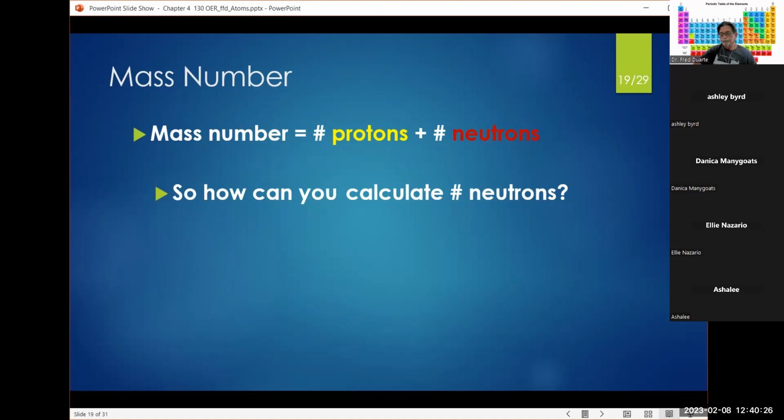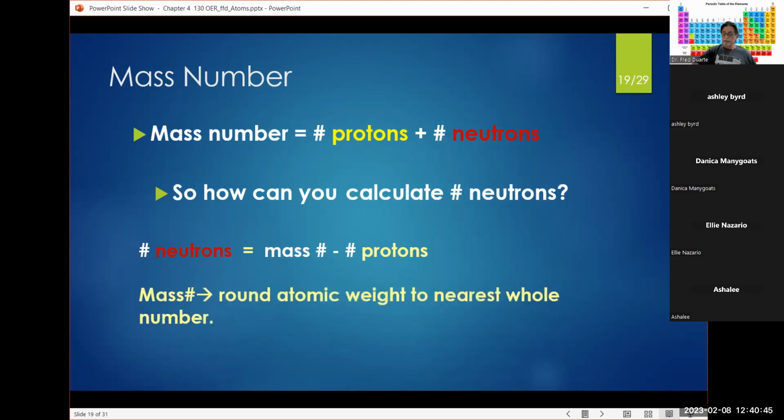So mass number, by definition, is the sum of the number of protons and the number of neutrons. So how do we calculate the neutrons? Well, no problem. We rearrange that equation, where the number of neutrons equals the mass number minus the number of protons. The mass number we obtain from the periodic table.